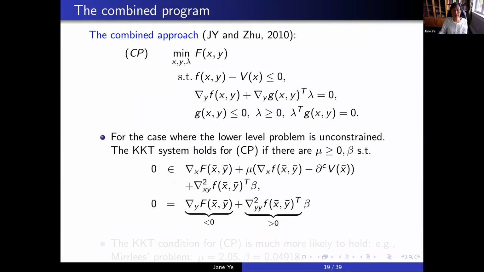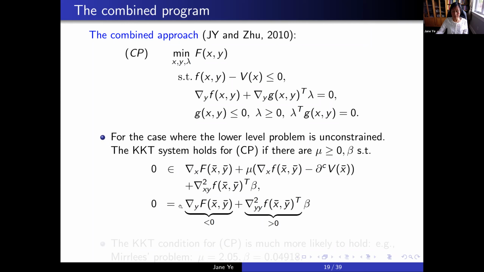So in order to cope with this difficulty of the first order approach and the value function approach, we propose to combine the two approaches together. So this is the value function constraint, and this is the KKT condition. So we combine both, right?